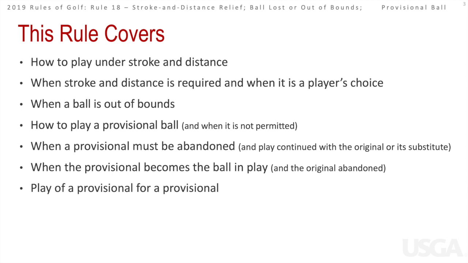Some things that this rule will cover are how to play a ball under stroke and distance, when stroke and distance is required, and when it's actually the player's choice, when a ball is considered out of bounds, how to play a provisional ball, when a provisional ball must be abandoned and play of the original ball or a substituted ball is your only choice, when the provisional ball becomes the ball in play, and then finally we'll cover the sad situation when you have to play a provisional for a provisional.